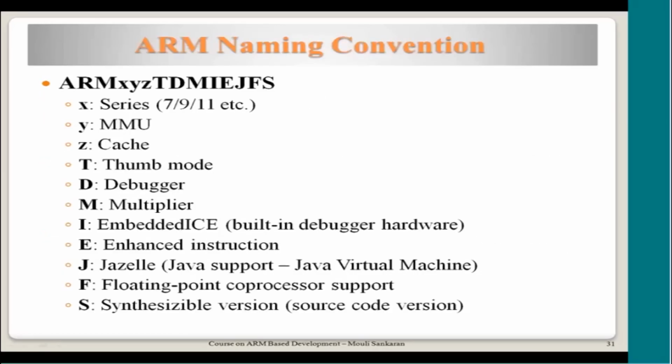Now this is just to give you the naming convention that ARM follows. Maybe when we talk about individual ARM ICs, we will go into the details, but this gives you an overview of how to realize what features are supported by a particular chip from the name of the chip that is the IP core.